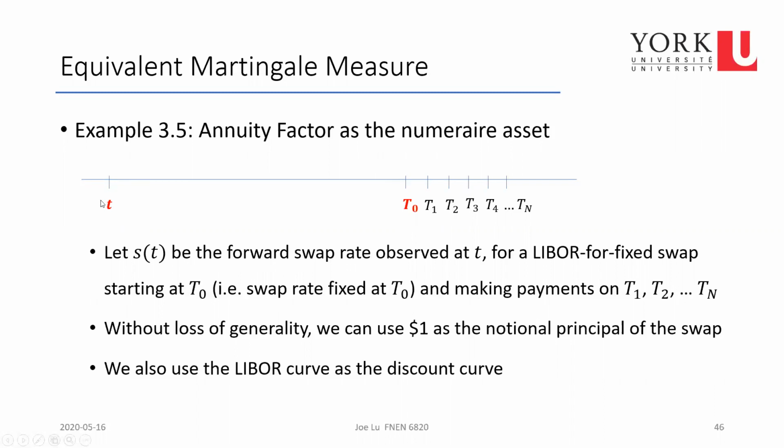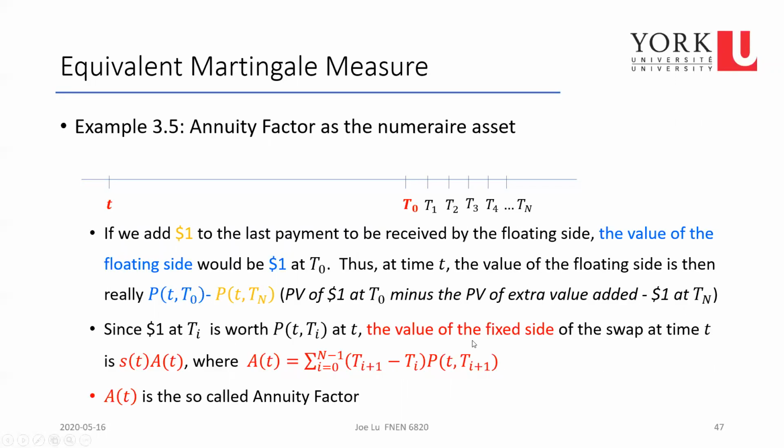Now, how are we going to determine this forward swap rate? Let's assume the notional of the swap is just $1, just for simplicity. Now for that particular swap, you can just add $1. Let's say you add $1 at the end here for that payment, which you don't have. But suppose you have added it, to be received by the floating side.